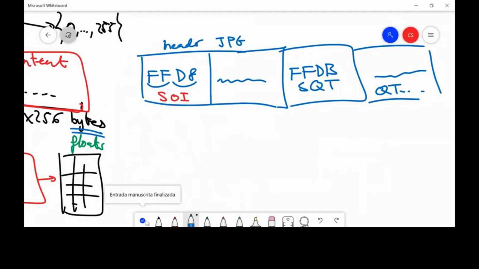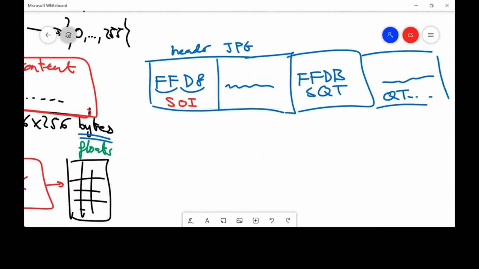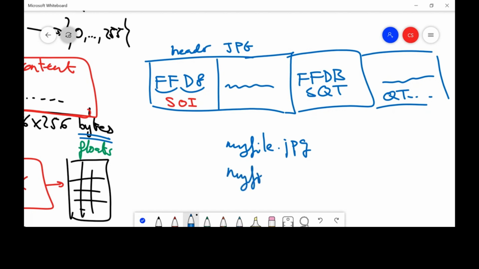Okay, so now, what do you think if I have here my file.jpg. My program doesn't understand JPEG, so I change the extension to file.gif. What do you think? It is just renaming of the file. This is a disaster. It cannot work.